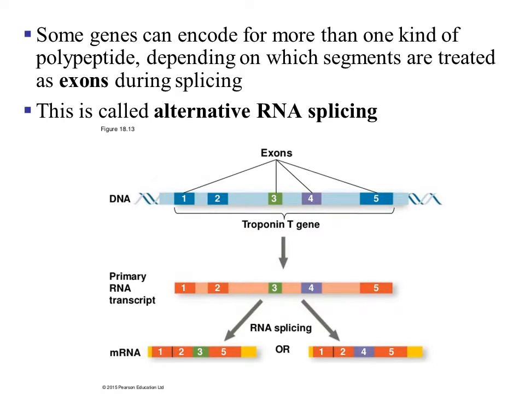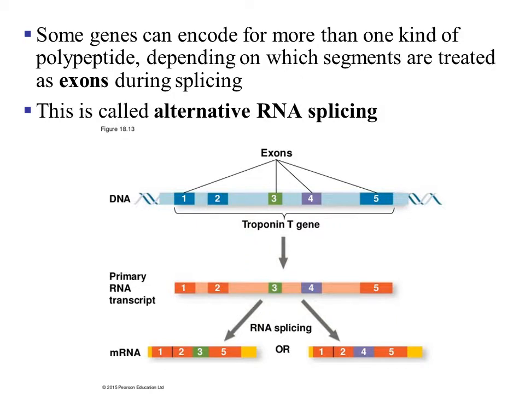Some genes can encode for more than one kind of polypeptide, depending on which segment is treated as exon during splicing. This is referred to as alternative RNA splicing. If we look at the picture below, we have the DNA double-stranded sequence. The gene in question is troponin T. We're going to bring in our transcription complex and create the mRNA, which is also going to have exons and introns. We're going to then cut out the introns, and based on the image, we're going to produce two types of messenger RNA.